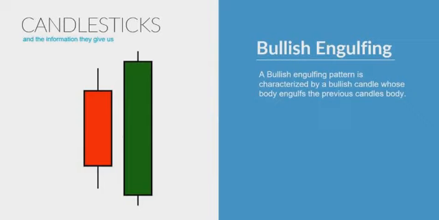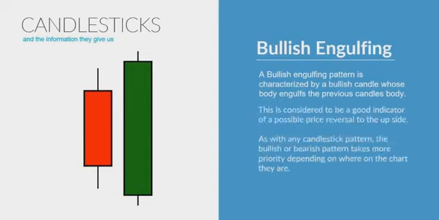Now, a bullish engulfing pattern is characterized by a bullish candle whose body engulfs the previous bearish candle. So as you can see here, we had, let's say this is a 30-minute chart or a 1-hour chart. We had an open and then we had our close at a much lower price. But then what we have is we have our open and close completely engulfing the bearish candle.